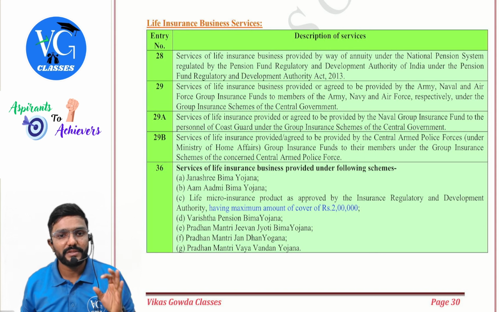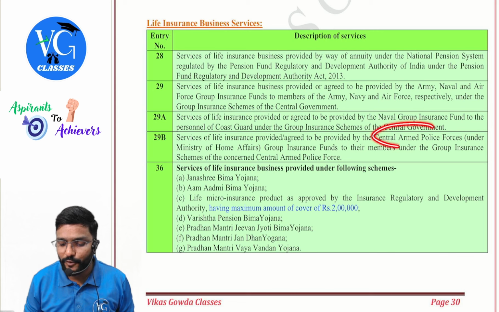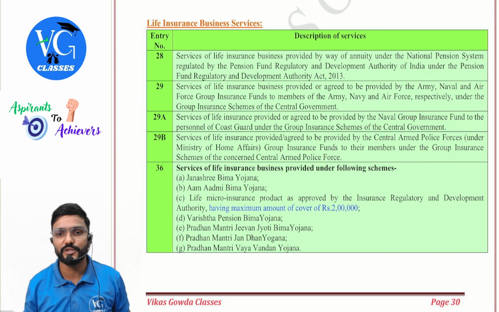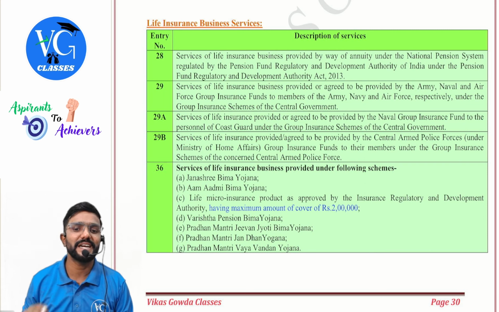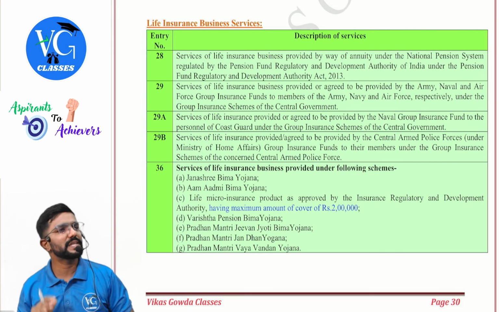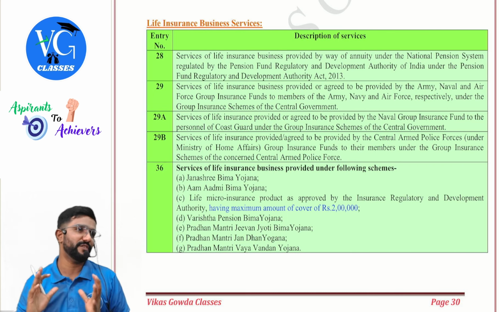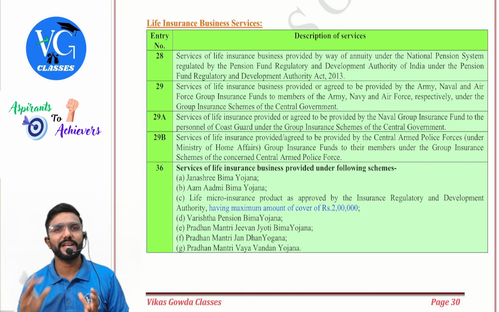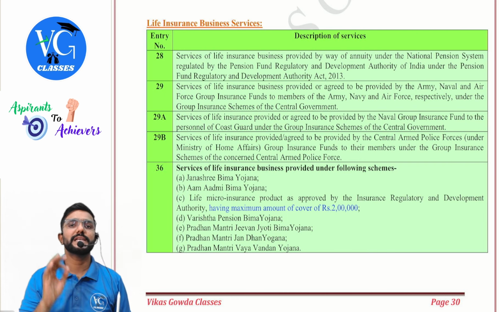Then 29B, services of life insurance provided or agreed to be provided by central armed police forces under Ministry of Home Affairs, group insurance funds to their members under the group insurance schemes of the concerned central armed police force. In simple, if life insurance policies are taken for the life of the person who is working in Indian defense, including air, naval, coastal, then whatever premium is paid, it's liable.